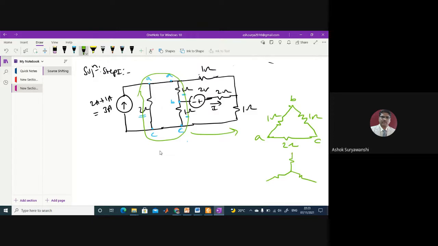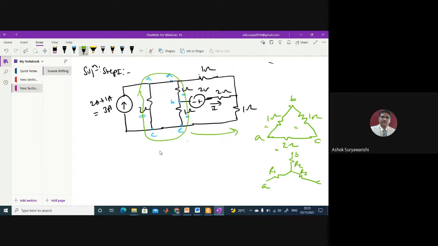So this is B point, this is C point, and this is A point. And when you transform this particular one, let us say that this is your R1, R2, and R3. So what will be the value of R1 in terms of these three resistors? What is the value of R2 in terms of these three resistors? What is the value of R3? I think those conversions you have studied in first year. So you should know that, because once you do this transformation, this delta can be converted into star, and your star will look like this.